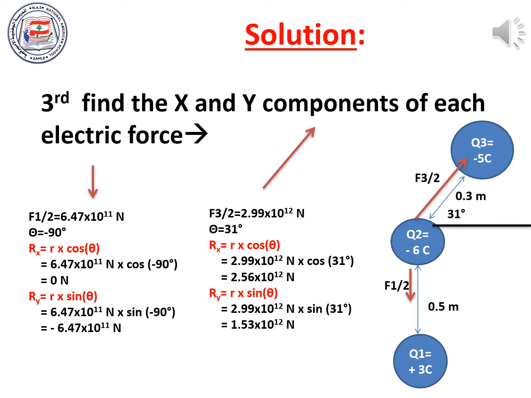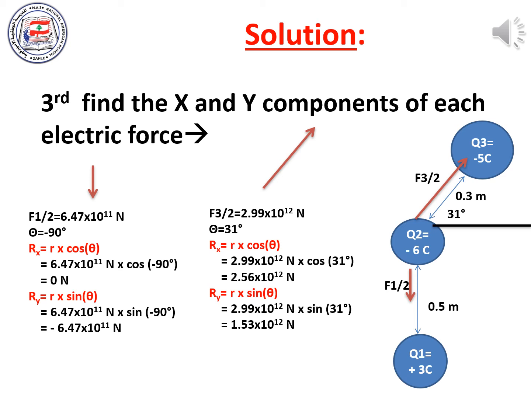Third, we find the x and y components of each electric force. So first we have F1 on 2, which is downwards on the vertical. So you must know that the angle is negative 90 degrees, as I already gave you in the four rules about the angles or the direction of a vector. The magnitude of F1 on 2, which we calculated in the first step, is equal to 6.47 times 10 to the power 11 newtons. So in order to calculate the x component, we use the following equation.